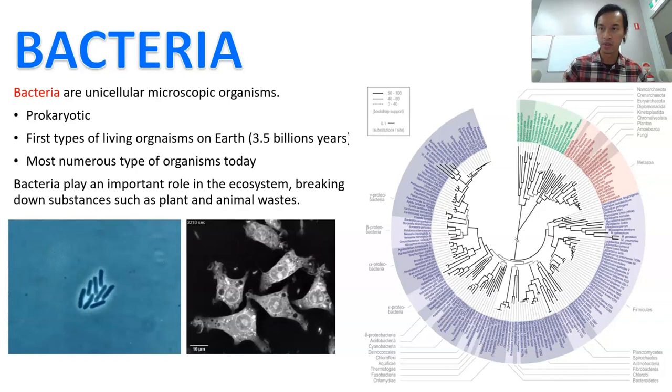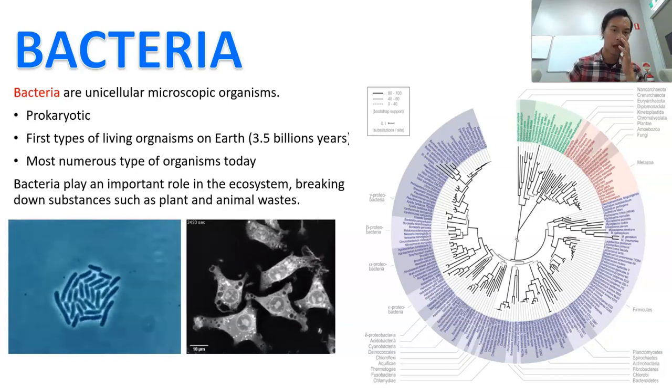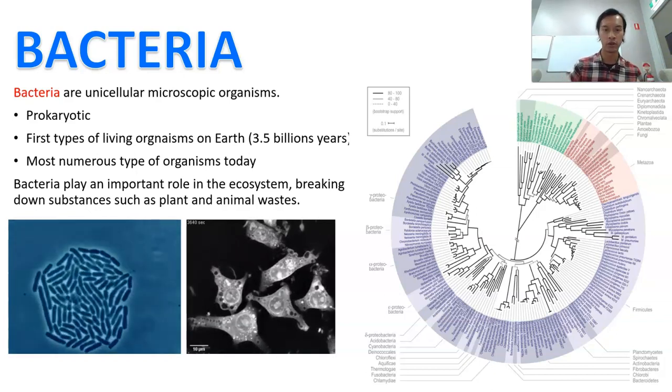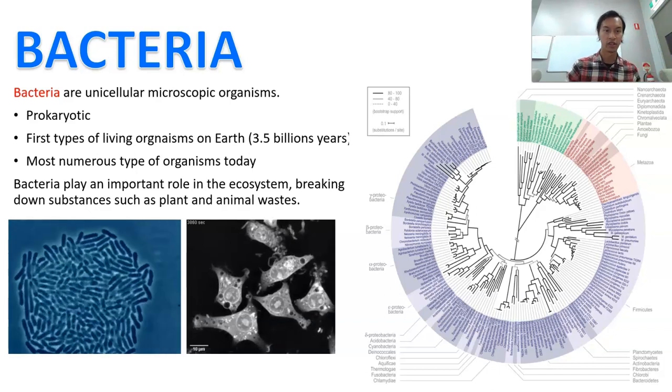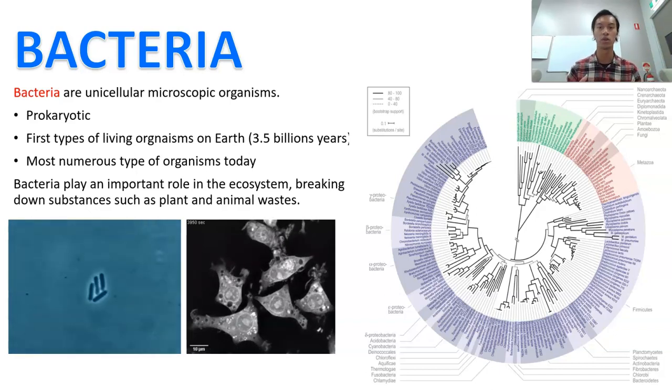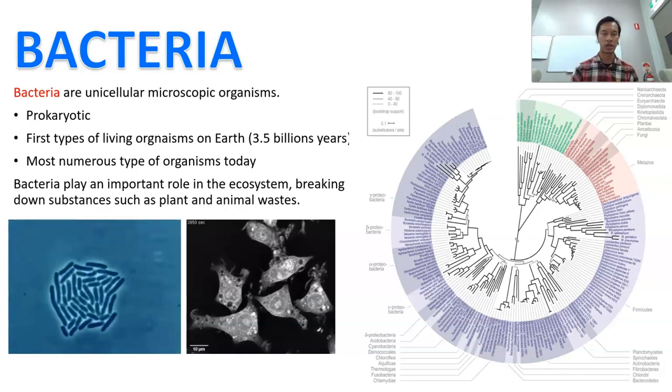Collectively speaking, there are more bacteria in weight than every other living thing in the world put together. Right, which is pretty crazy because you can't even see bacteria. Bacteria play a really important role in the ecosystem. They break down substances such as plant and animal waste and recycle material, as well as become a food source for other organisms as well.